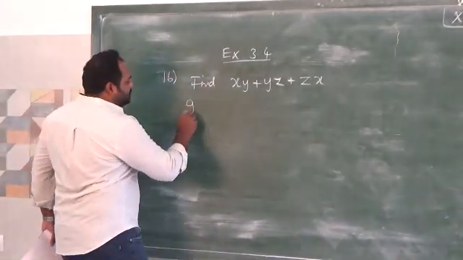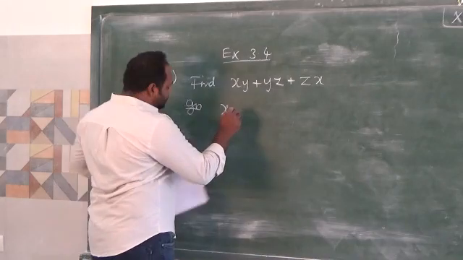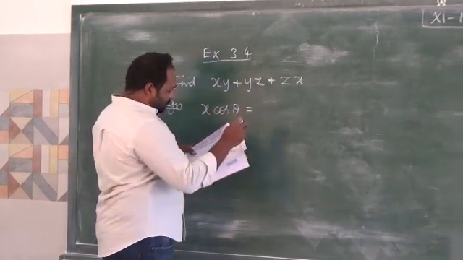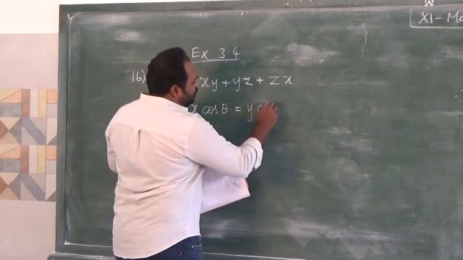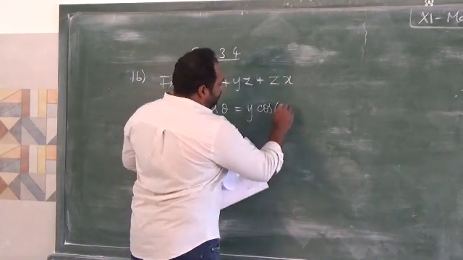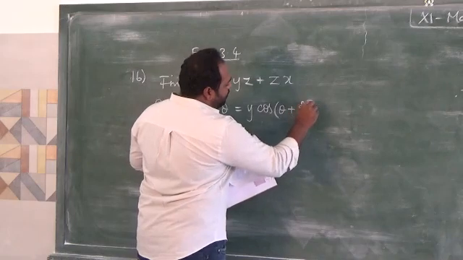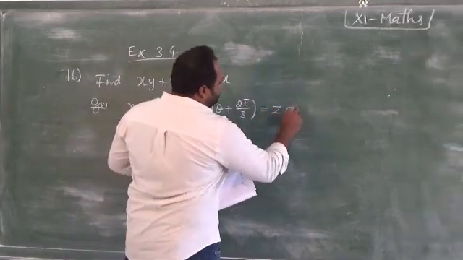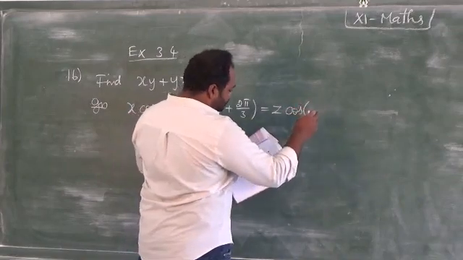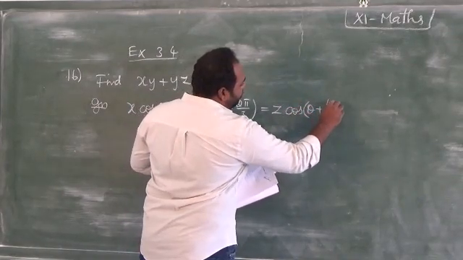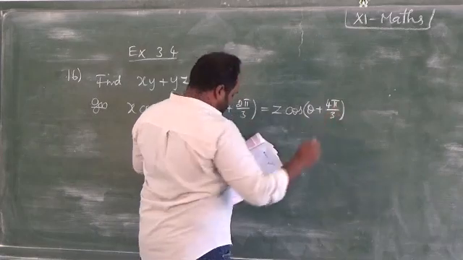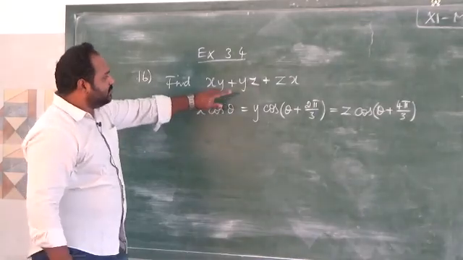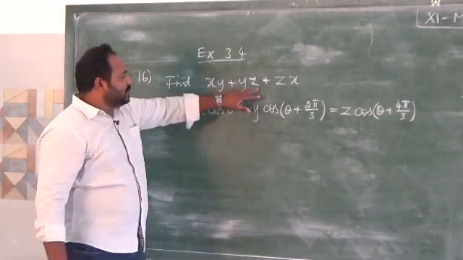So what is given? Given is x cos theta equal to y cos of (theta plus 2 pi by 3) equal to z cos of (theta plus 4 pi by 3). So these are the things given. Using these conditions, we are going to find out the value of xy + yz + zx.